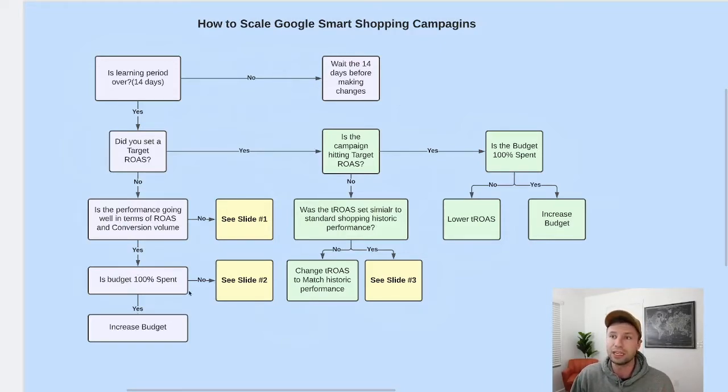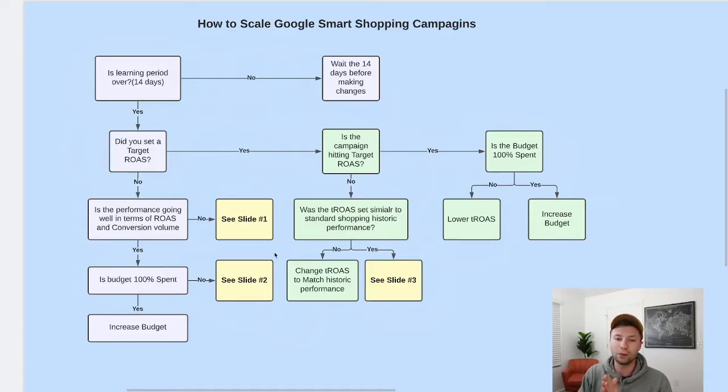And then the next question is, is the budget 100% spent? If the answer is yes, then increase your budget. Again, it's the easy path, right? It's coming up against that budget, so just raise the budget, and then you can scale from there. But if the answer is no, then we need to see slide 2. And same with, is the campaign performing according to your target ROAS and conversion value? The answer is in slide 1.